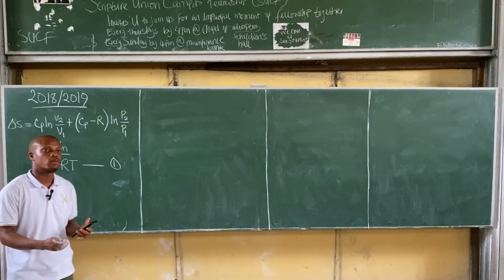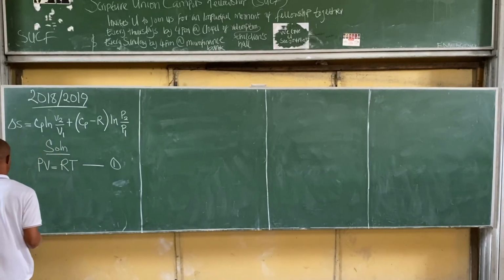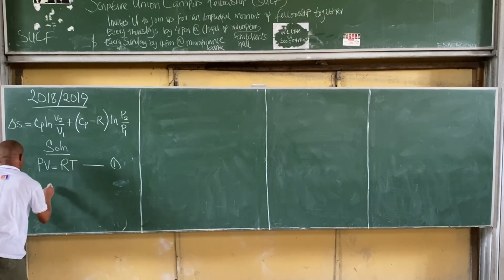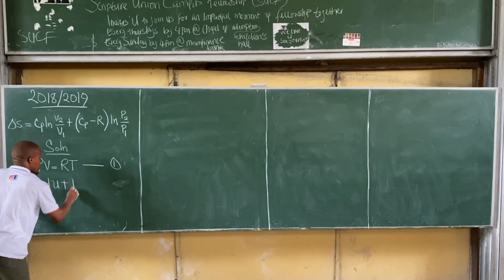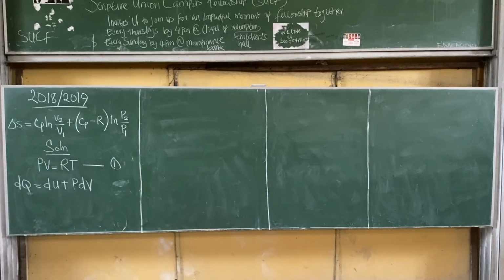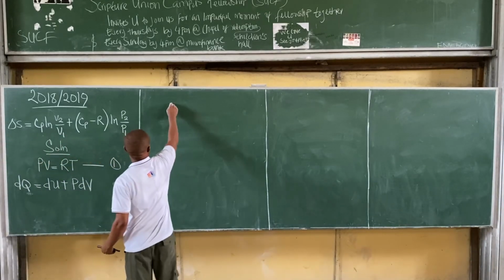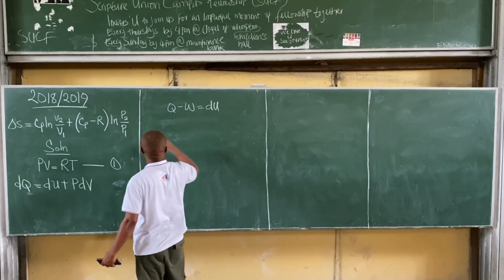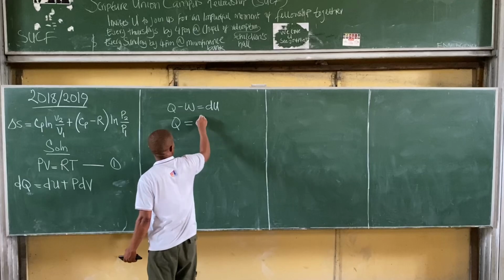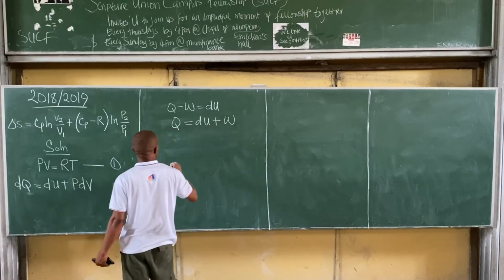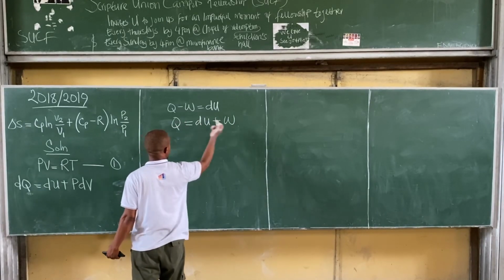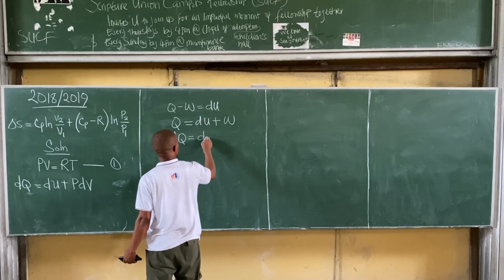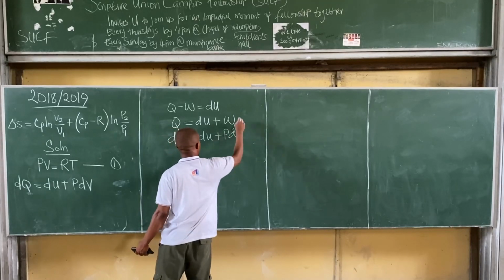And we also know that from our non-flow energy equation, Q equals du plus P dV. You might ask how. We know that Q minus W equals du, right? From our non-flow energy equation. Therefore, Q equals du plus W, right? So a change in Q leads to a change in work done. Then Q equals du plus P dV. Okay.